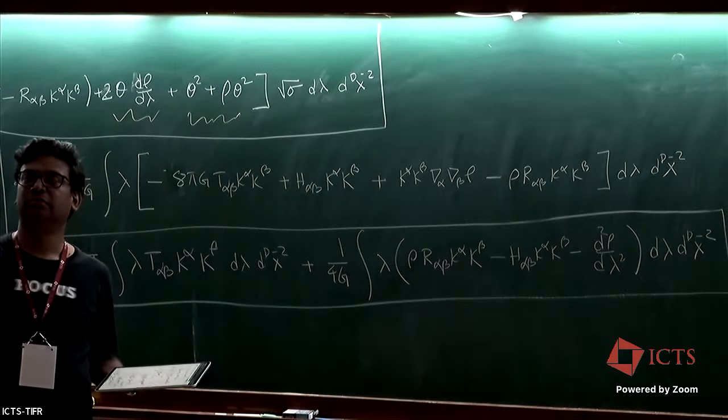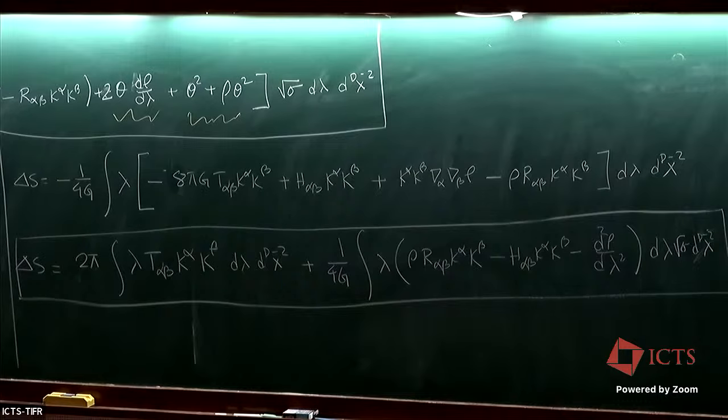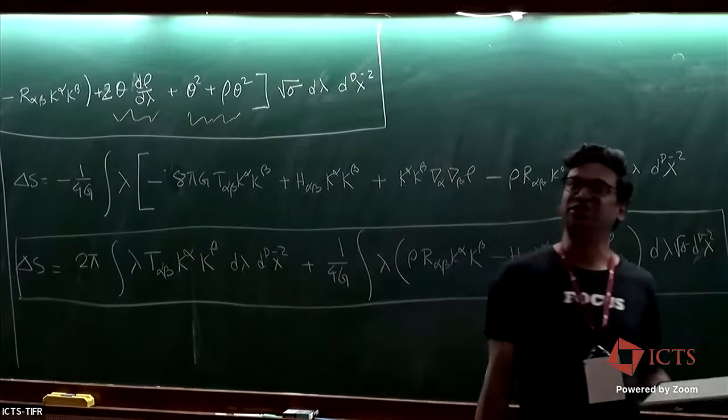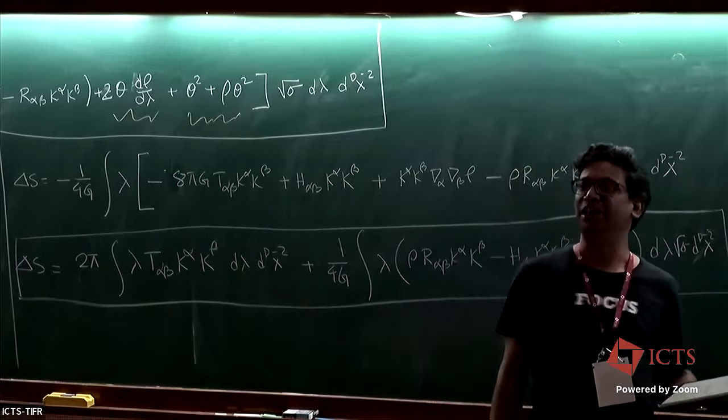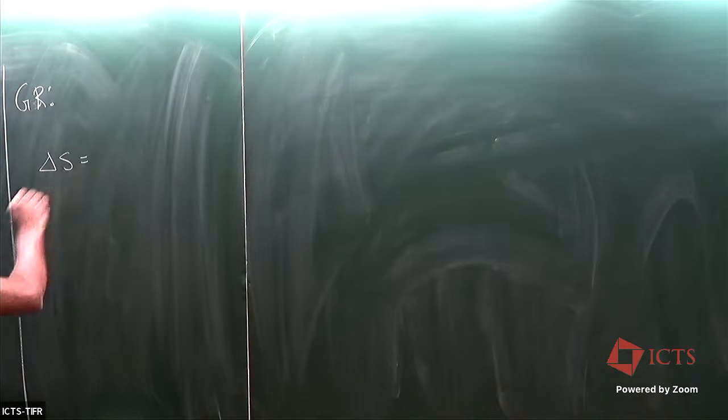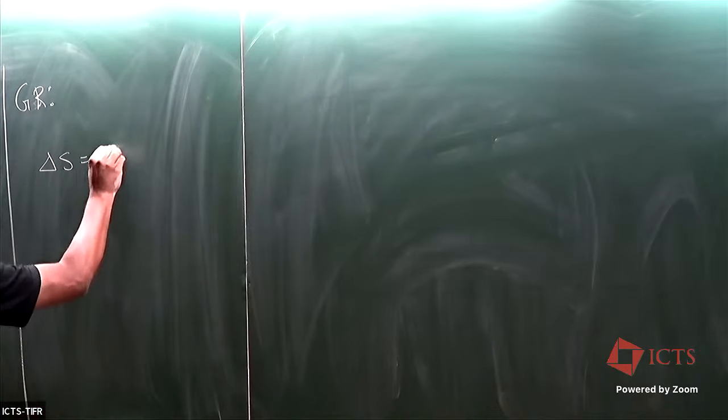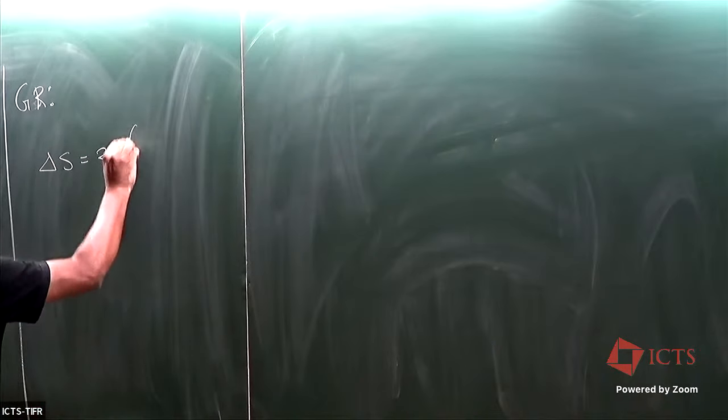Here everybody is a fan of root sigma. You know what I should have done? I should have called it dA. Anyway, okay. So this part goes to 0 for GR. So therefore, for GR, I have a very smooth equation: delta S equal to 2 pi integral lambda T alpha beta K alpha K beta root sigma d lambda.